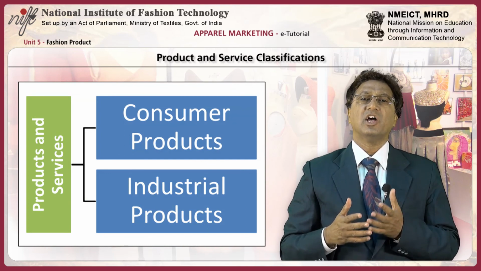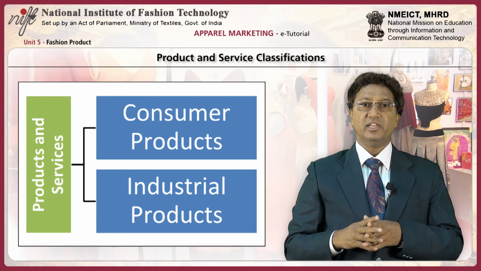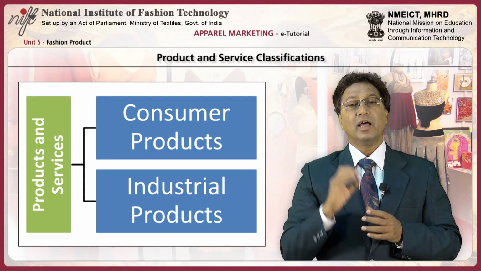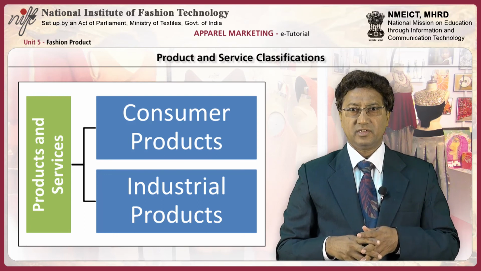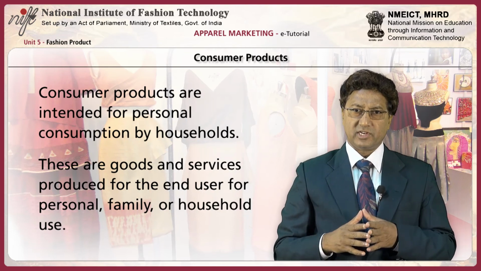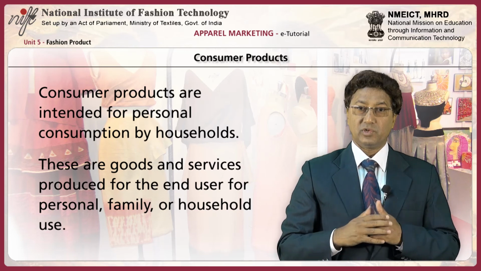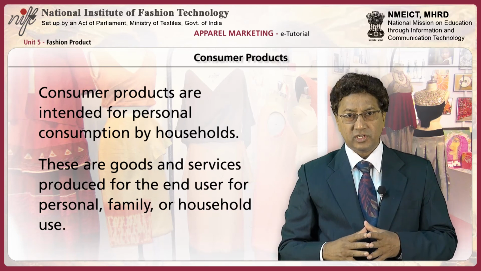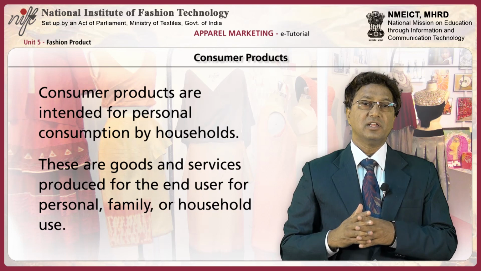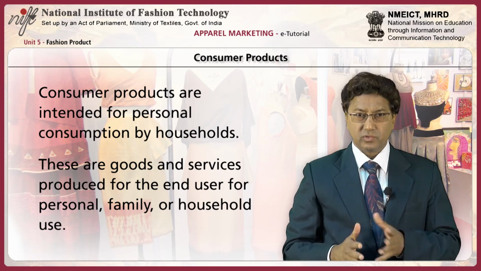Products and services fall into two broad categories based on the type of end user: consumer products and industrial products. Now let's understand what is a consumer product. Consumer products are intended for personal consumption by households. These are goods and services produced for the end user for personal, family or household use.